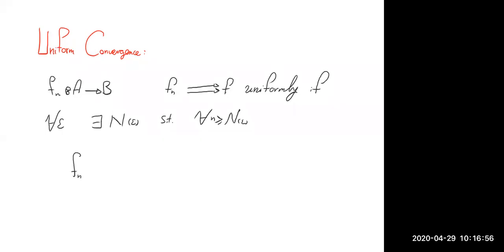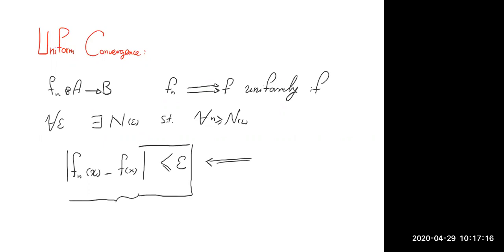fn of x minus f of x, by this I mean the distance between fn and f, is less than or equal to epsilon. The important thing here is that in this definition, the distance fn of x minus f of x being less than or equal to epsilon holds for all x, but this number n is independent of x. N is independent of x.